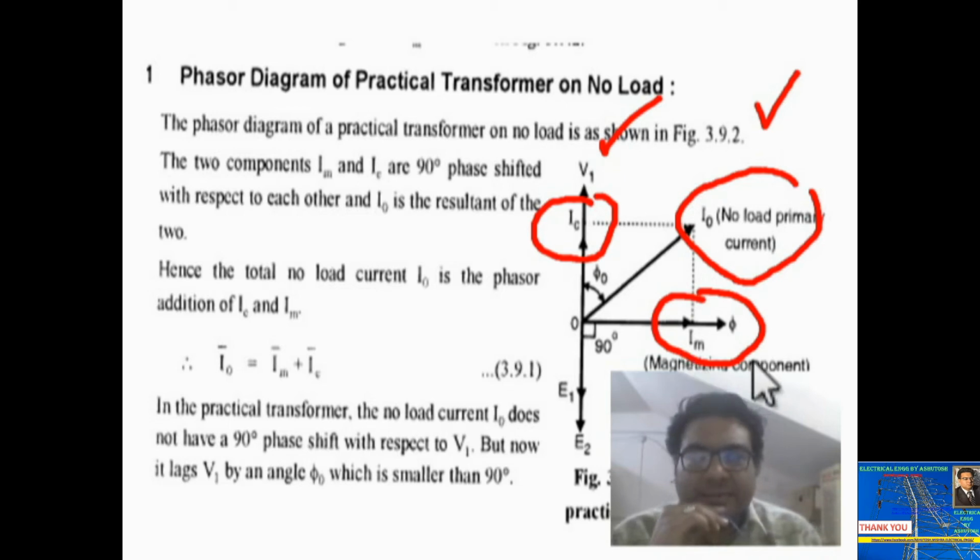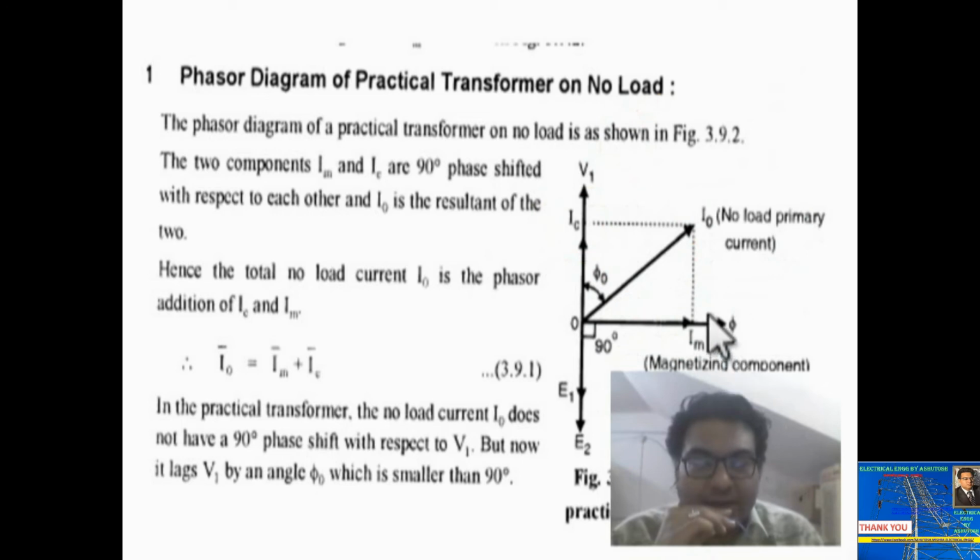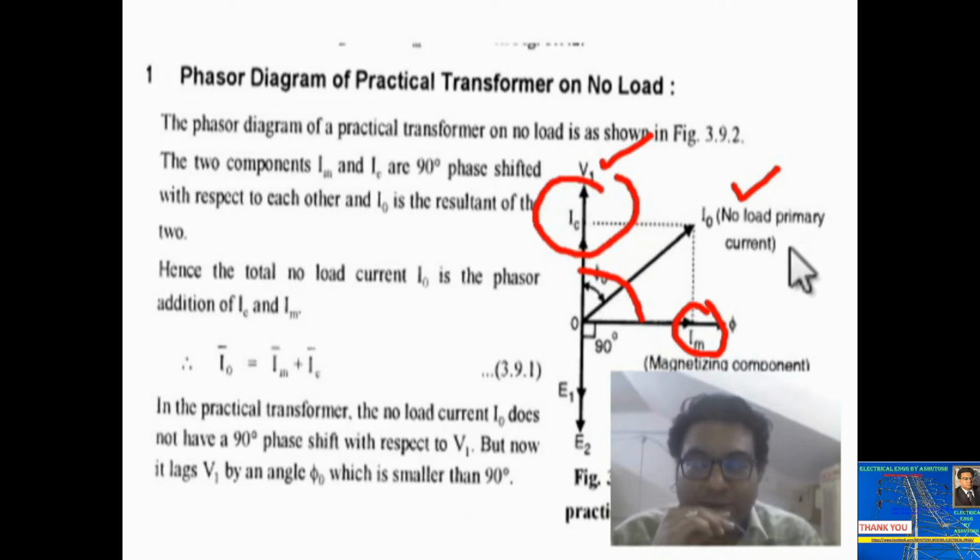Okay, and this will be lagging behind the voltage V1 by 90 degrees. See, this is the angle, 90 degrees. So the magnetizing current is always lagging behind this voltage by 90 degrees. This is the angle, and this magnetizing current is a part of this current. And the other current IC is called the core loss component of current.